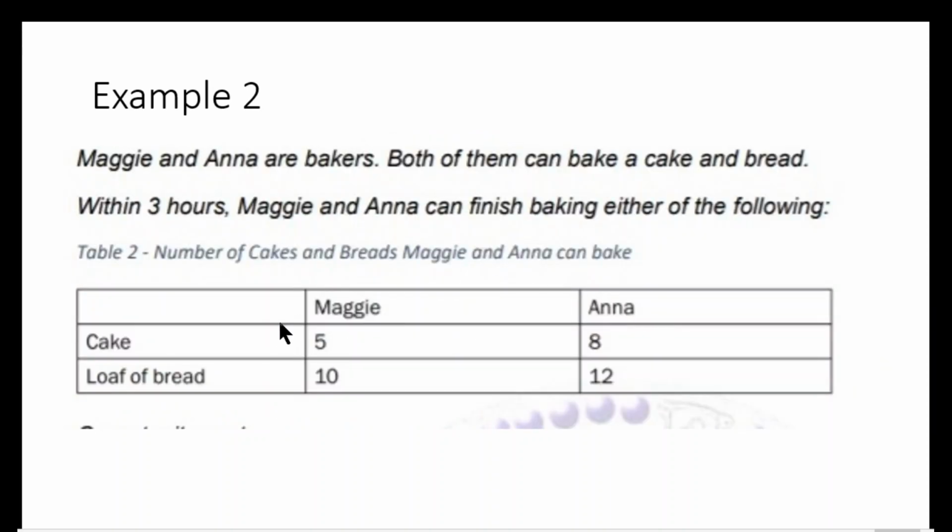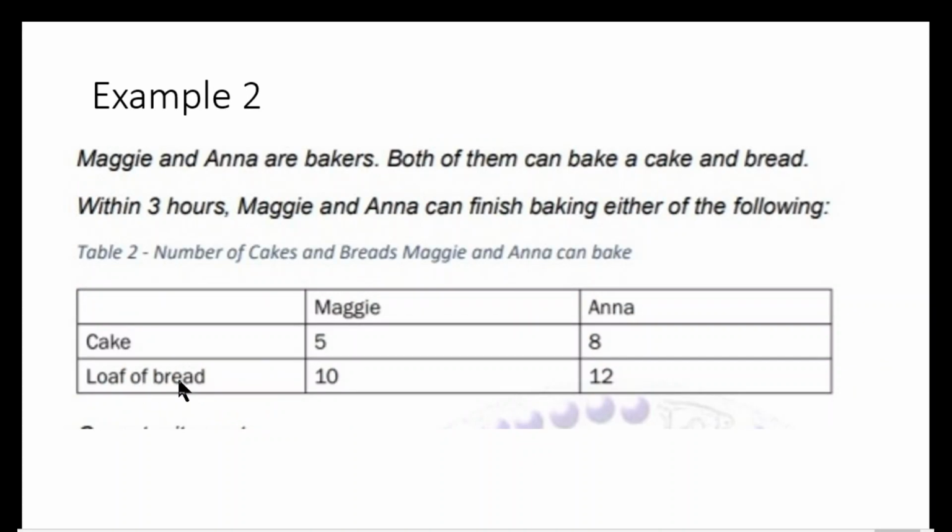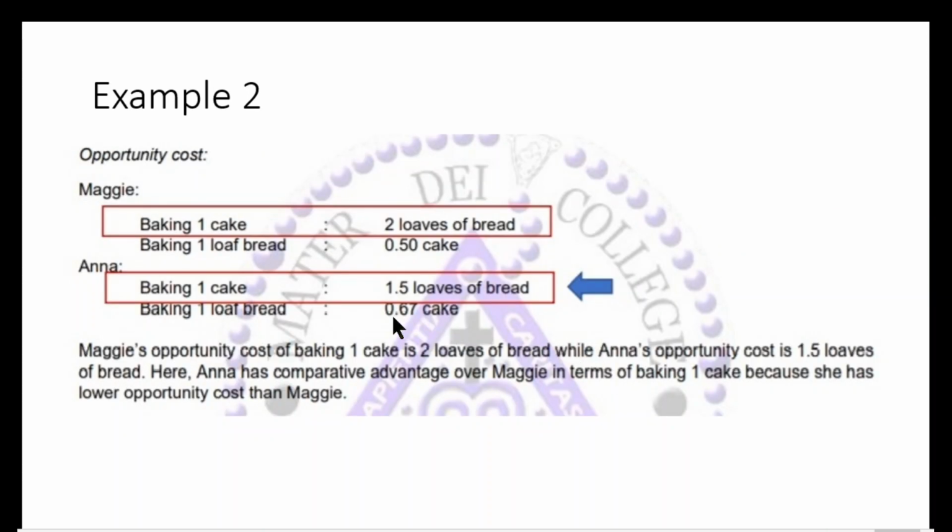For Anna, making one cake would mean losing how many loaves of bread? So therefore, 12 divided by 8, that is 1.5 loaves of bread. And to make one loaf of bread, how many cakes will be forgone? So that would be 8 over 12, that is 0.67 cake.